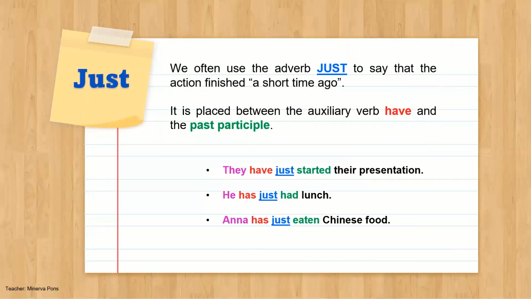Just. We often use the adverb just to say that an action finished a short time ago. It is placed between the auxiliary verb have and the past participle. For example, they have just started their presentation. He has just had lunch. Anna has just eaten Chinese food.